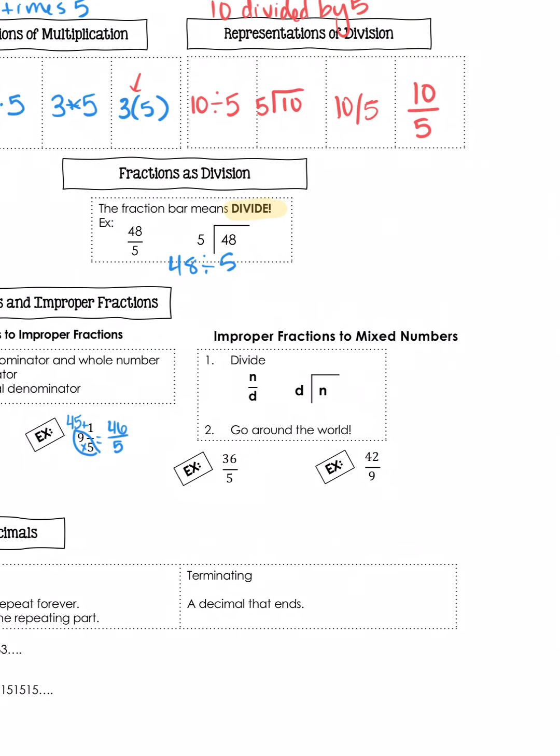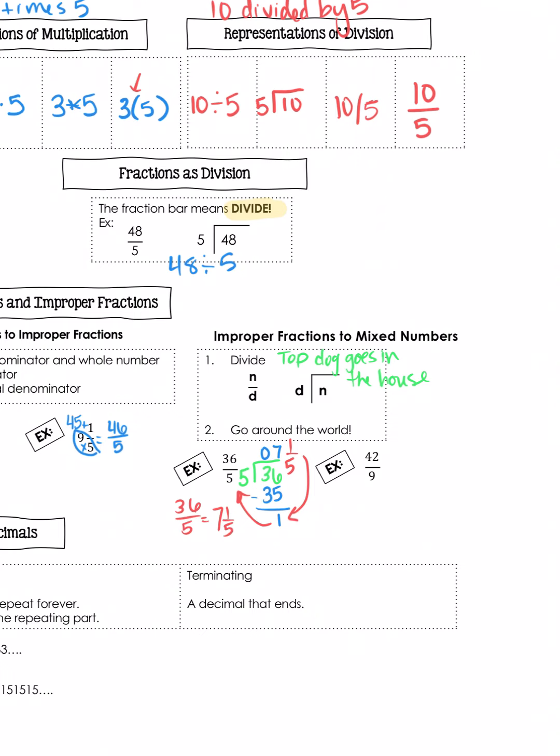To turn an improper fraction to a mixed number, you're going to divide and then go around the world is what I say. So if I have 36 fifths, top dog goes in the house, which means the top number goes inside. So 36 divided by 5, and then 5 goes into 36 that would be 7 times, which is 35. I subtract and I get 1, and I'm going to go around the world. So 7 and 1/5. So 36 fifths is equal to 7 and 1/5.